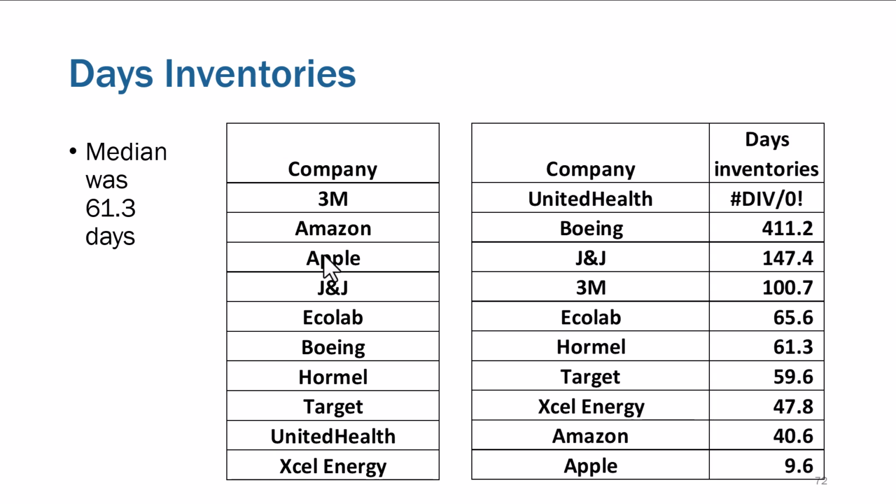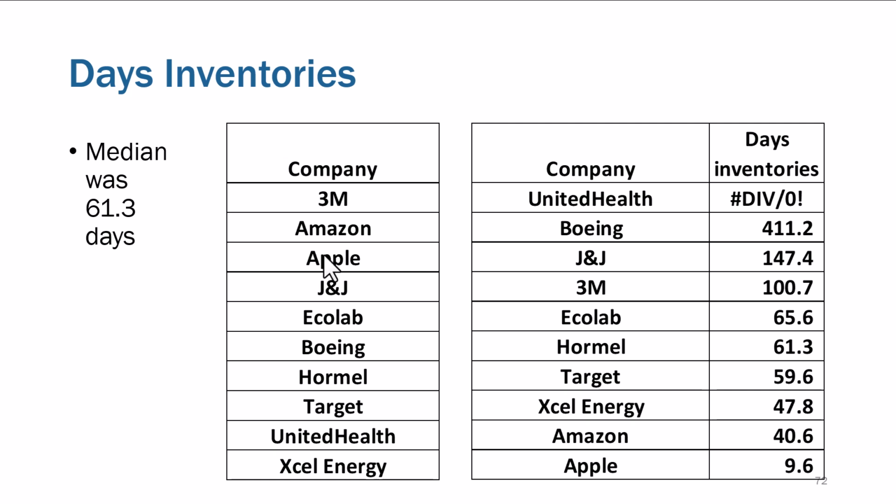Well, we're going to skip United Health Group because they don't have inventories, but Boeing, right? We think about that one. Planes to build. That's on the high end of that side. And I'm going to talk through a couple of isolated ones on the next slide. But you think of Ecolab and Hormel and Target, the three right in the middle right there. So taking them roughly 2 months to sell their inventory.